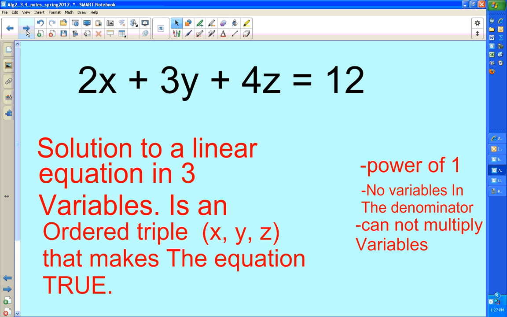Somebody give me an example of an ordered triple. It's a solution for this equation. 6, 4, your thinking is good, but what if you plugged in 6, 4, 3? Would it make a true statement? You're overthinking it. Give me the one that would be. I want an ordered triple so that when I did plug it in, it would make it true.